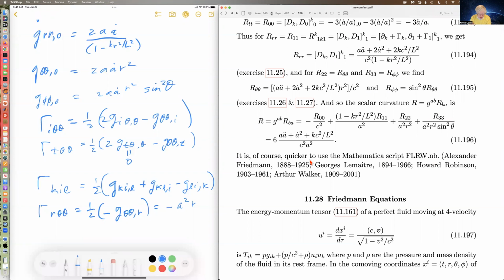What you do is you just put in what your metric is. First, you put in what your coordinates are, then you put in what your metric is, and then boom, it computes everything. And you might say, well, how can it do that? Well, these are very simple rules. All you do is differentiate and multiply, and it's all mathematically very simple.